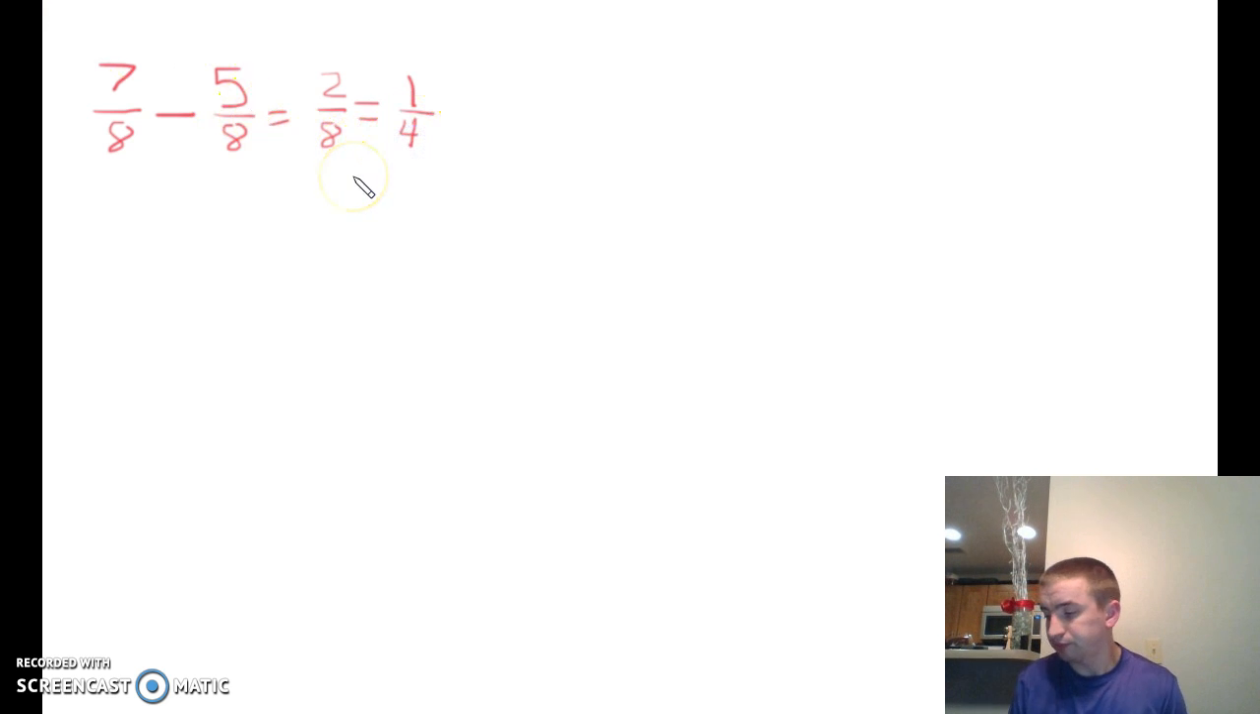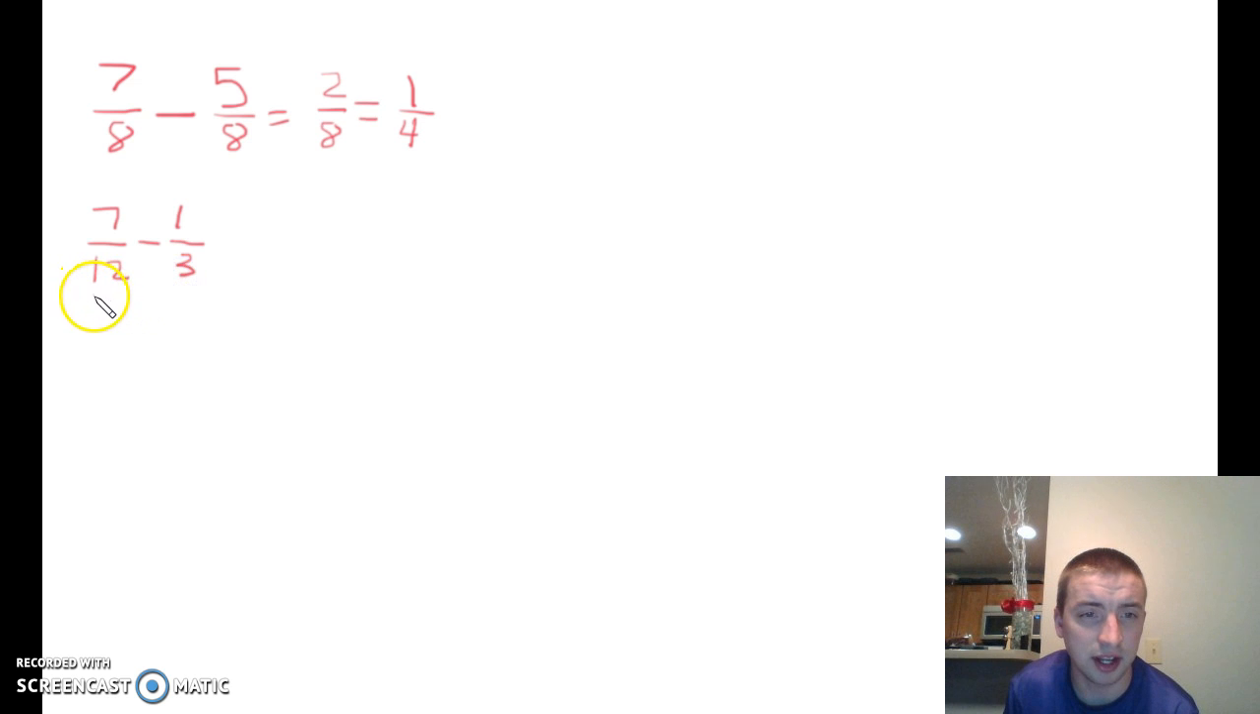Okay. So let's say I have a fraction like 7/12, and I want to subtract 1/3. Right now my denominators are not equal. So again, rule number one, just like adding fractions, rule number one is to find that common denominator. Okay, so I know my common denominator, that least common multiple of 3 and 12, is 12. So I'm going to use 12 as my common denominator.